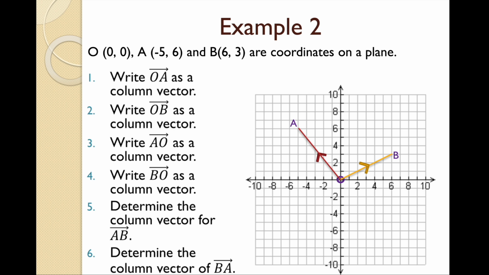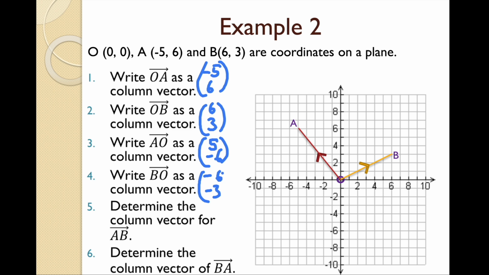All right, so what did we get for OA? -5, 6. What about OB? 6, 3. What about AO? 5, negative 6. What about BO? 6, negative 3. What about AB? Okay. All right, so you guys do that one. Go ahead.